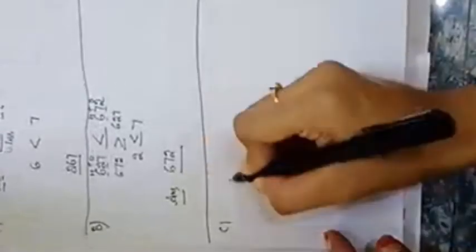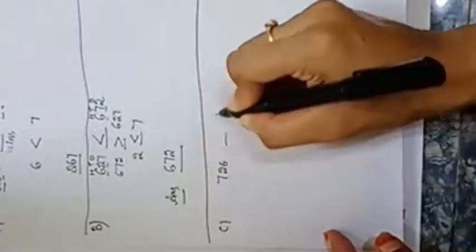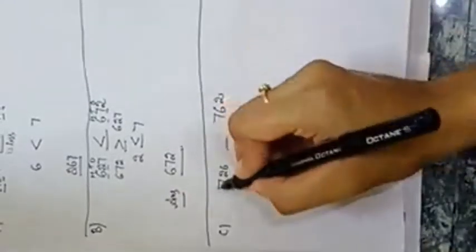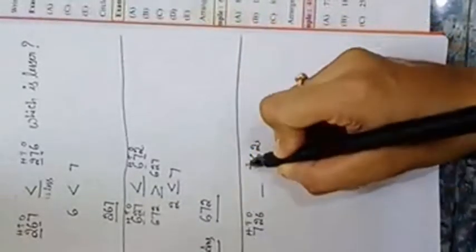Next, between 726 and 762. Same procedure, children. Right? It is asking us to find the lesser number. Yes, which is lesser is asked. So, which is the lesser number? First, the places: hundreds, tens, ones.